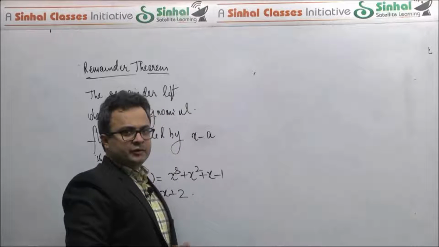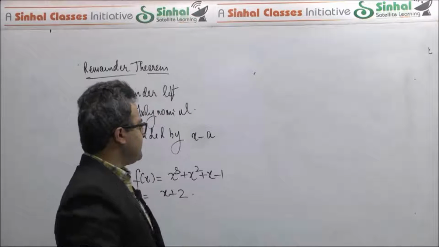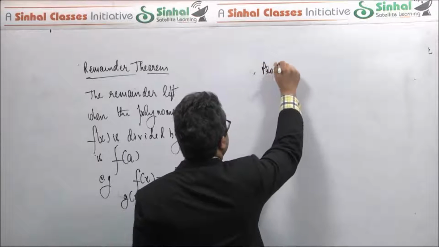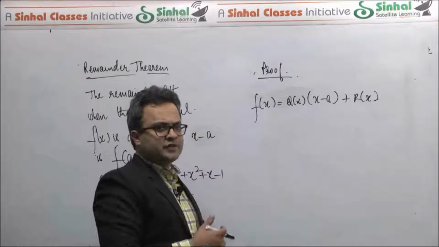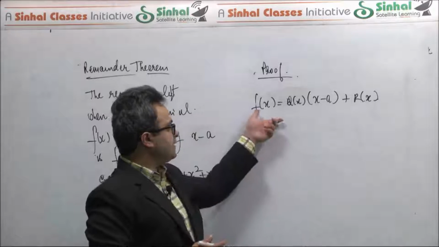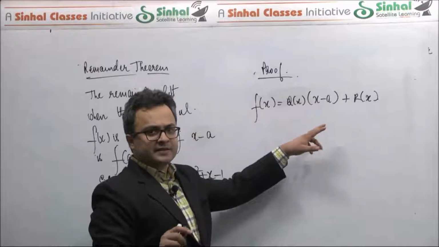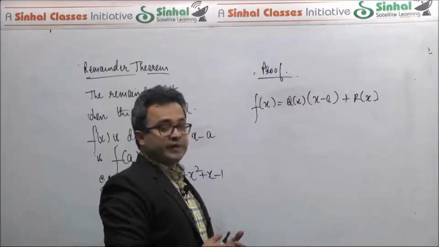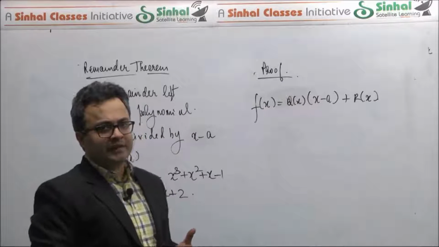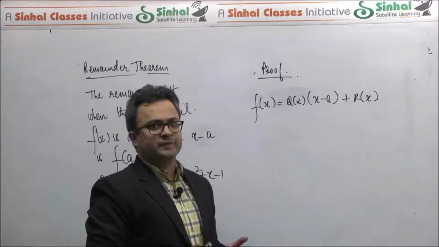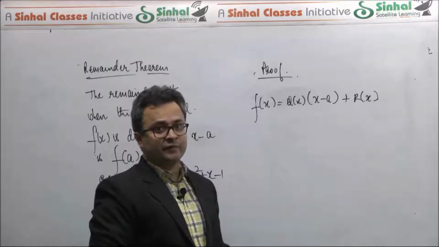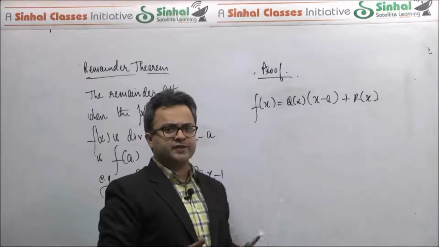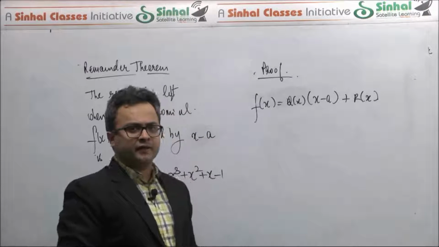The proof of the remainder theorem is very straightforward. We just have to use the division algorithm. According to the division algorithm, corresponding to f of x and x minus a, there will be a quotient q of x and a remainder r of x. We already know that the degree of the remainder has to be less than the degree of the divisor. Because the divisor itself is a linear function, the remainder will necessarily have to be a constant.